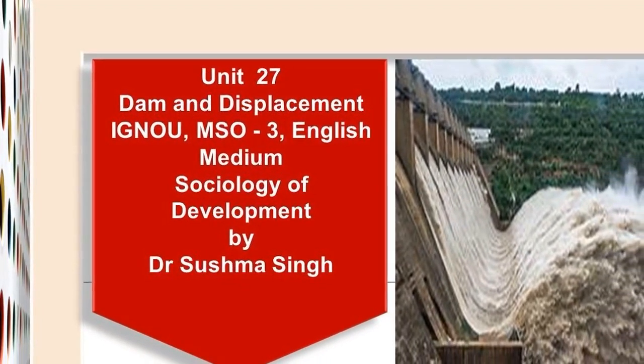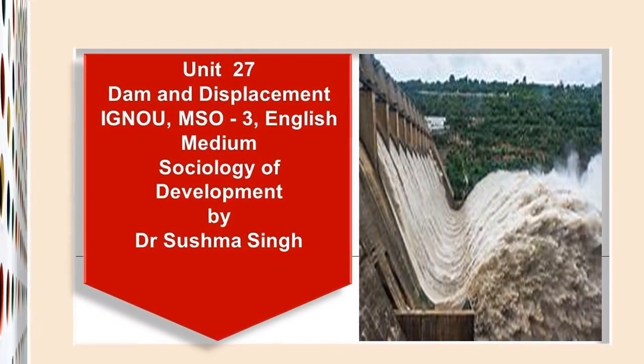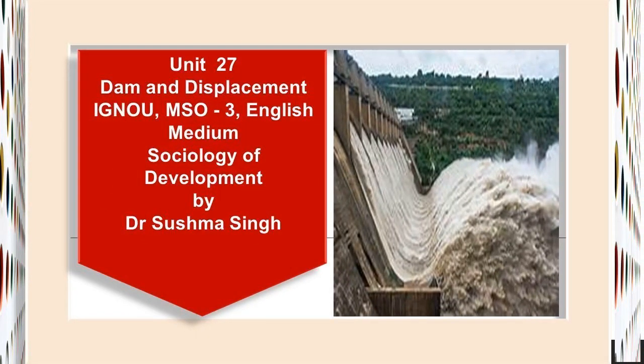Today we start Block 8, Development, Displacement and Social Movements. Unit 27: Dam and Displacement. One of the most widely discussed and debated issues in the last century has been the human and ecological cost of constructing large dams in the country. Large dams have singularly displaced millions of people from their habitats and submerged large tracts of forest.